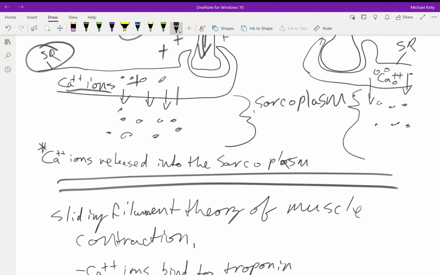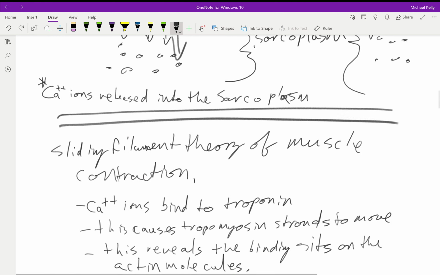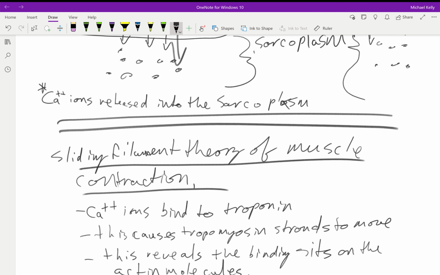So all these calcium ions say, oh, let's go down here into the sarcoplasm, right? And then they come into the sarcoplasm, and that's where they hit our thick and thin filaments, and we have our sliding filament theory of muscle contraction.